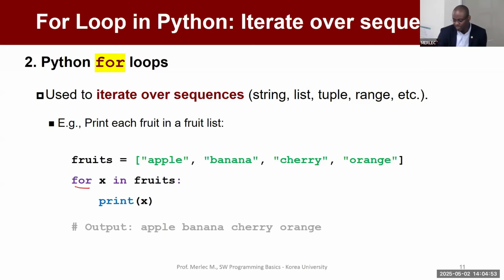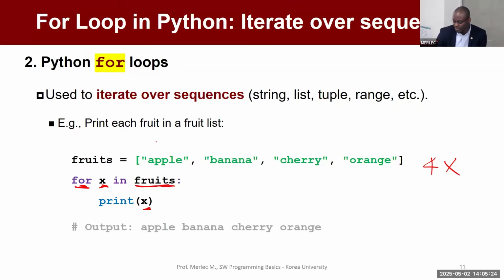So same, we have to use the keyword for, and then the iterator variable that will be using the value inside this domain. The domain here is fruits. Fruits has only 4 objects. That means we'll iterate 4 times, and then for each iteration we have to print the value stored inside x.